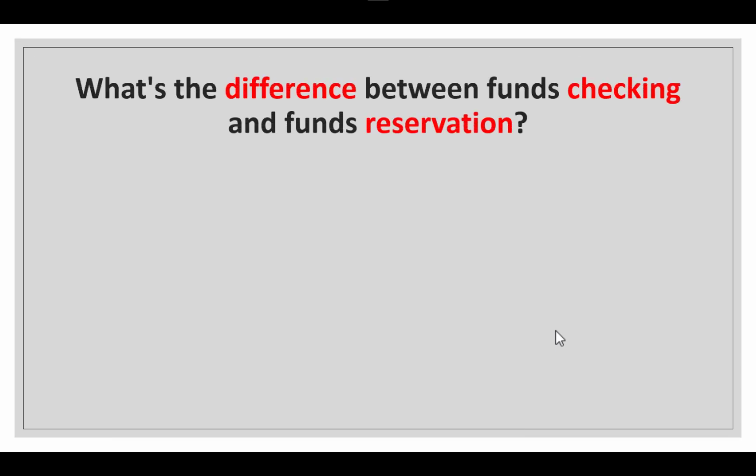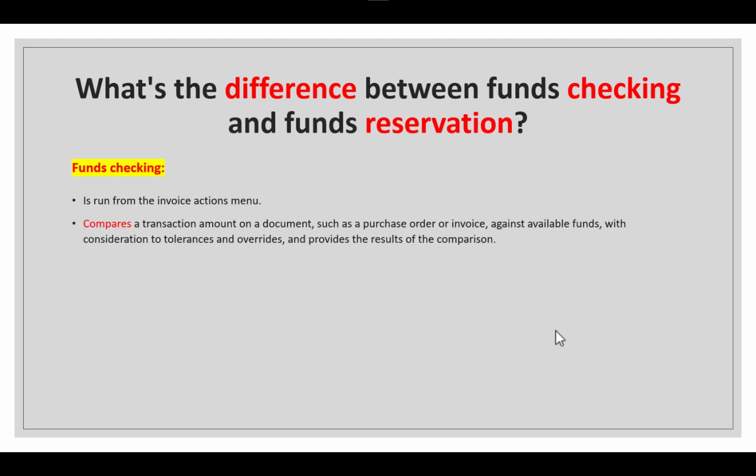What's the difference between funds checking and funds reservation? Fund checking is run from the invoice action menu, to make a check fund. Once you complete the AB invoice, there is one option in the actions to make a check fund. What does fund check mean? It compares the transaction amount on documents such as purchase order or invoice against available funds. For example, we upload budget for X account for 1000 and we make a BO or AB invoice for 900.